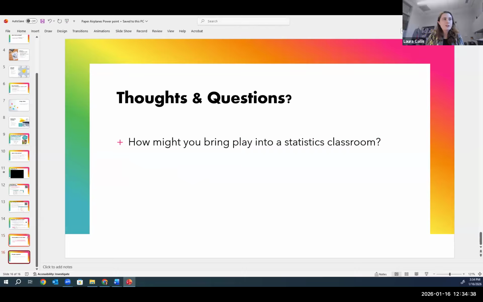So are there any thoughts and questions or ideas about how you might bring play into the statistics classroom? Either this or other ideas? I just did have a question. I don't see any way to do a test of the difference of means in CODAP. I don't know if anybody else has experience with that.